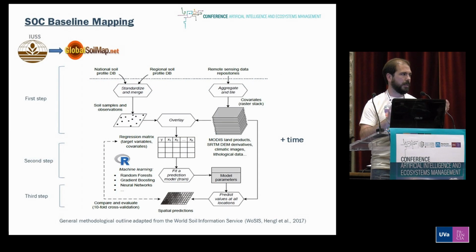So having all of this in mind, our methodological workflow will be based on 3 steps. In general, for the first step, we will gather national and regional soil profiles and standardize and merge all these profiles, and gather remote sensing data repositories based on biological or environmental variables. The second step will be to use machine learning and modeling to see the influence of these variables on soil properties. And the third step will be to compare and evaluate all these methods and make a validation of our predictions.